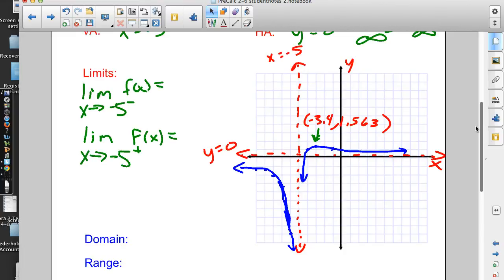All right. So as we approach -5 from the left, positive infinity or negative infinity? Where's it going? Negative infinity. Boom, one down. Now come at -5 from the other direction. Come at it from the right. What are we going to put in for that limit? Negative infinity again, one down.